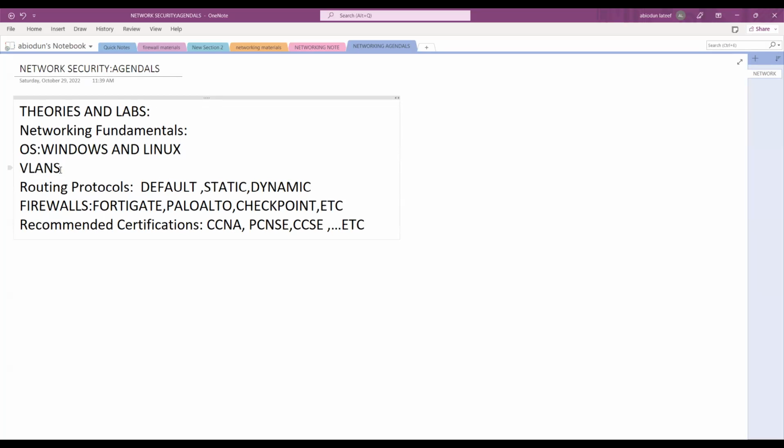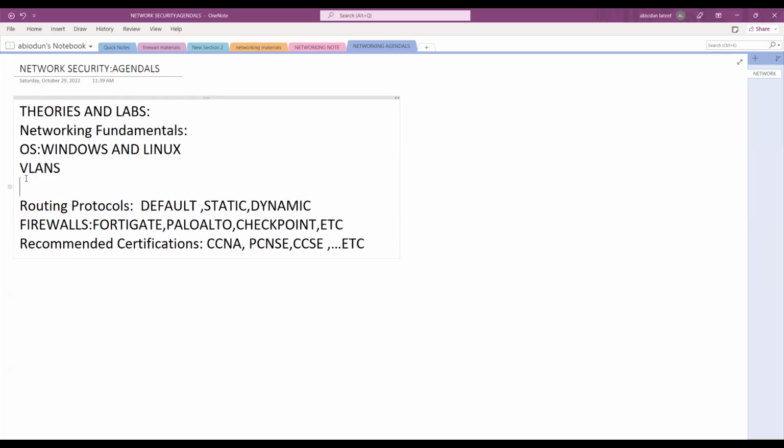And then from there, we go to other configurations like VLANs, routing protocols. We go to firewalls. So like I said, I'll be adding as it comes to my mind. Like now, after VLANs, we go to LAN and WAN.